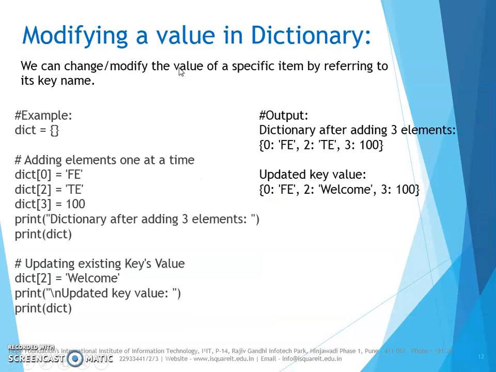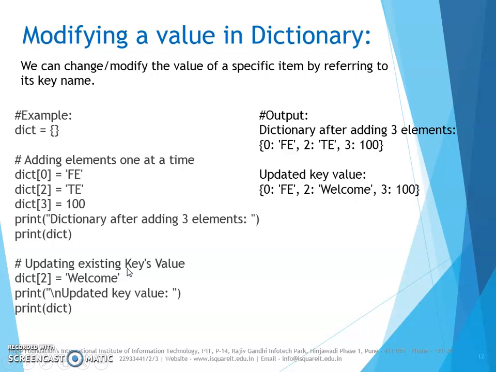Now, how to modify the value? We can change or modify the value of a specific item by referring to its key name, whichever key we want to change the value for. For example, initially an empty dictionary is created. We have assigned key 0 as FE, key 2 as TE and key 3 as 100, and the original dictionary is 0: FE, 2: TE and 3: 100.